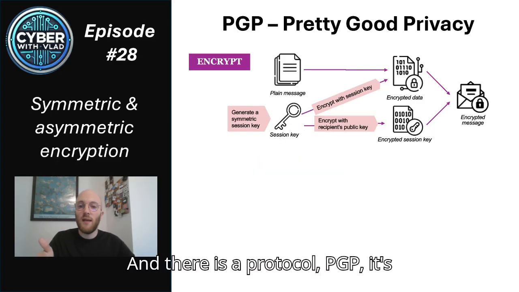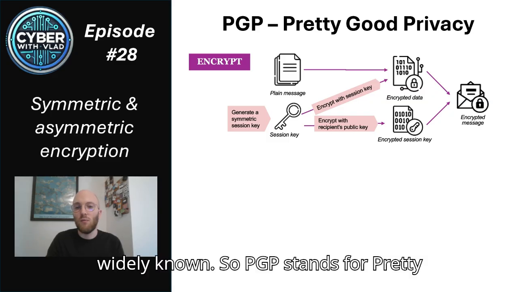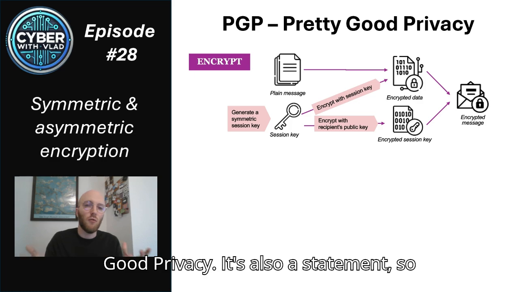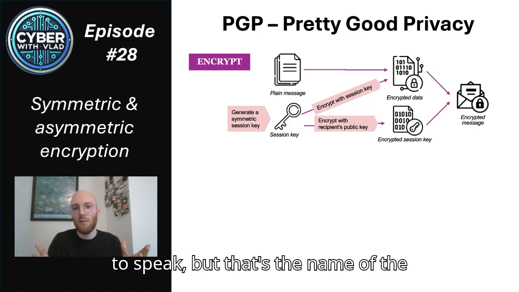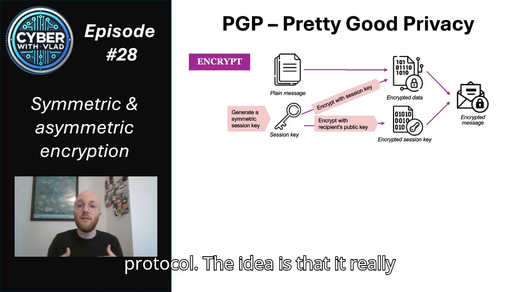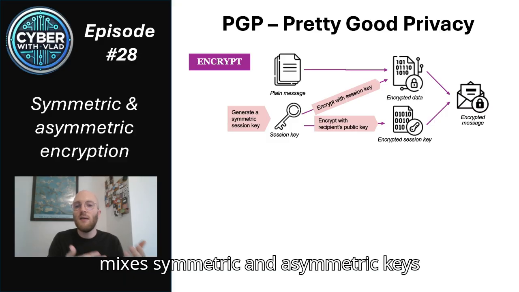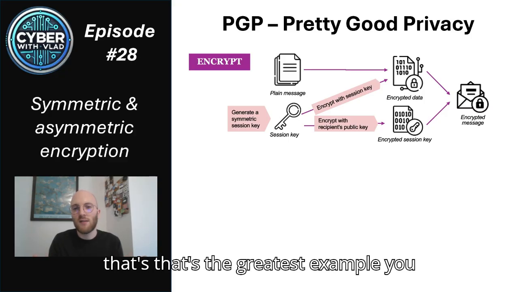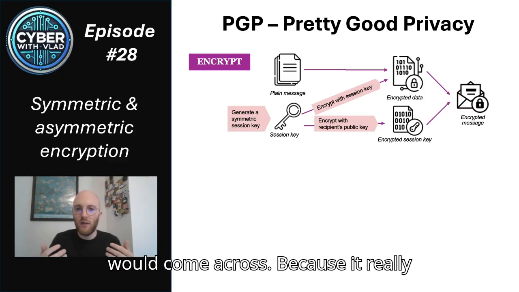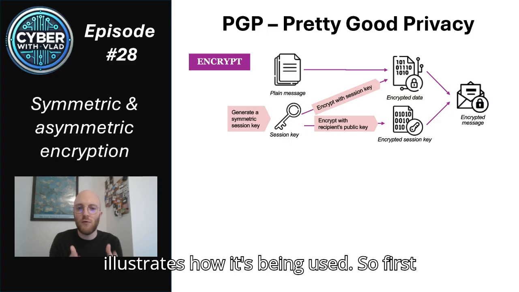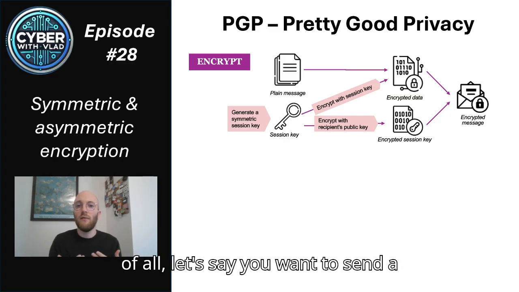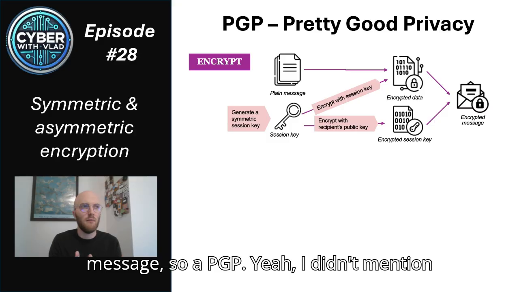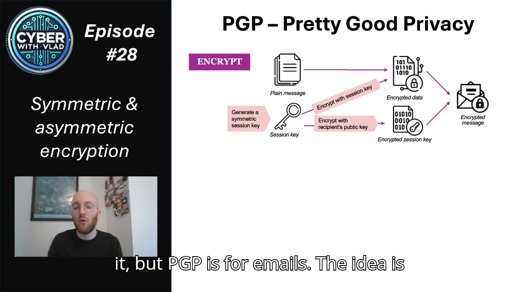And there is a protocol, PGP, it's widely known. So PGP stands for Pretty Good Privacy. It's also a statement, so to speak, but that's the name of the protocol. The idea is that it really mixes symmetric and asymmetric keys, and it's pretty much standard. I mean, that's the greatest example you would come across because it really illustrates how it's being used. So first of all, let's say you want to send a message, so a PGP. Yeah, I didn't mention it, but PGP is for emails.